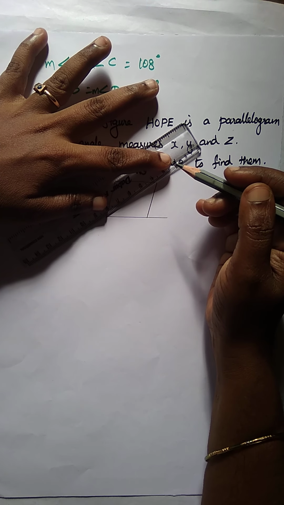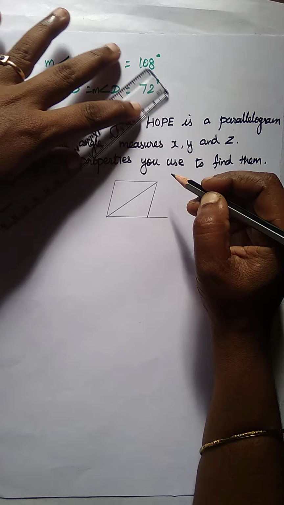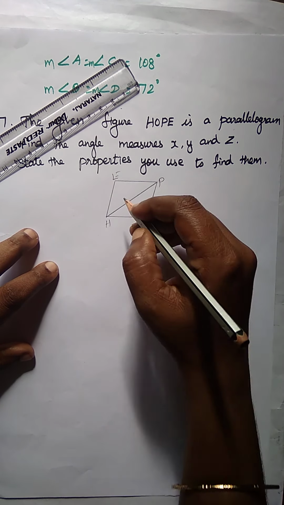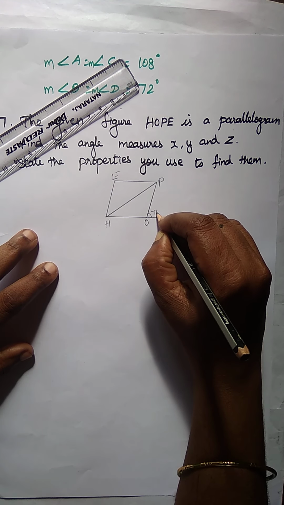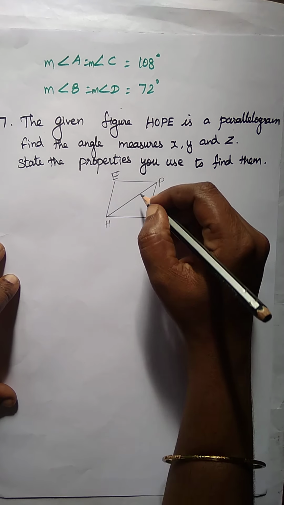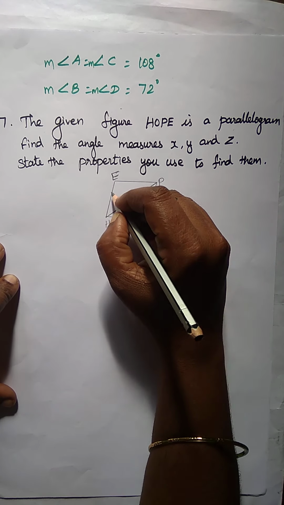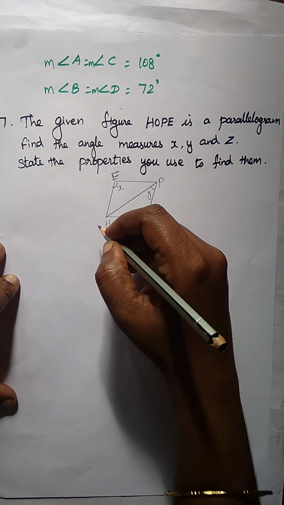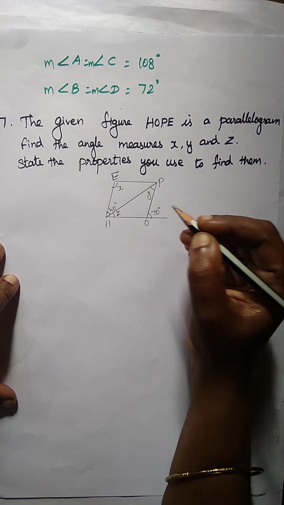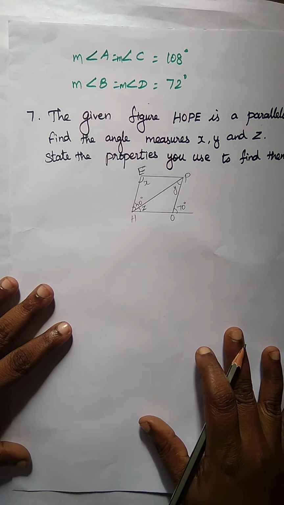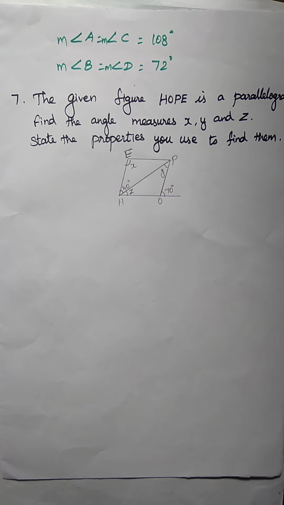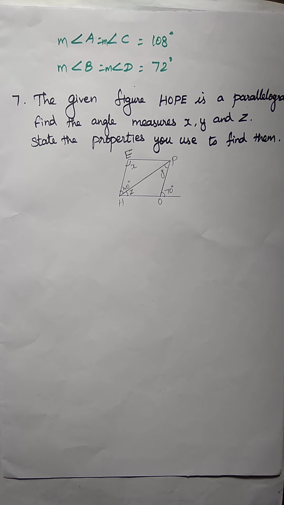So this is a parallelogram HOPE, H-O-P-E. Here this angle is 70 degree. This is Y. Here X. This is 40 degree. This angle is called Z. So now we are going to find the angles X, Y and Z using this 40 degree and 70 degree. Now the first step we write.